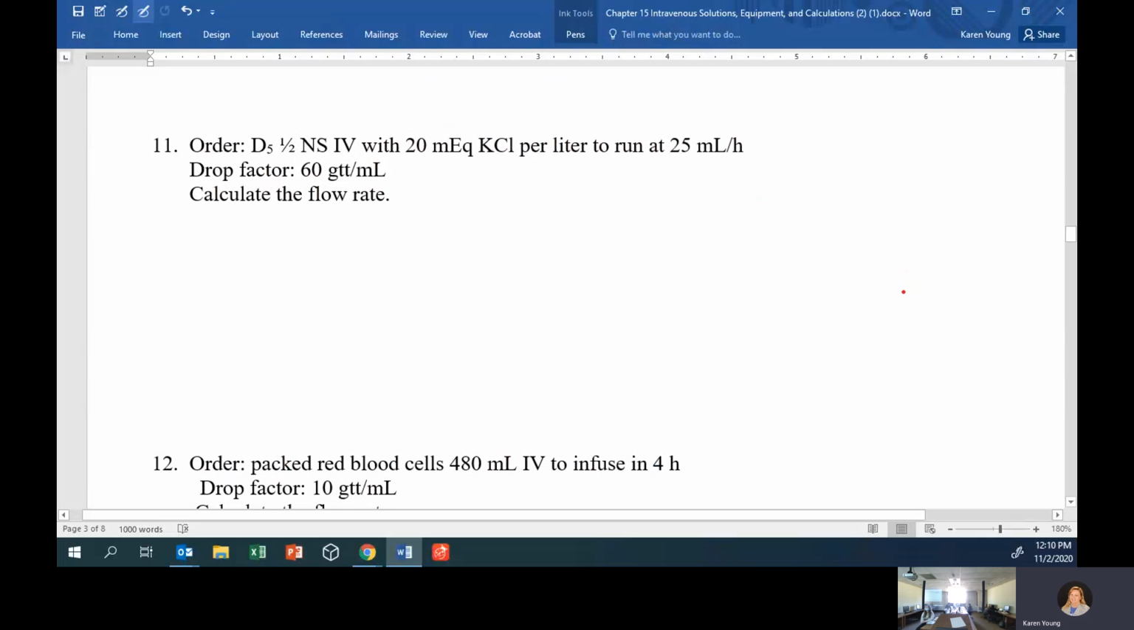Here's another one, number 11. You have D5 1/2 normal saline IV with 20 milliequivalents of KCl, which is potassium chloride, per liter. You run it at 25 milliliters per hour. You have a drop factor of 60 drops per milliliter.